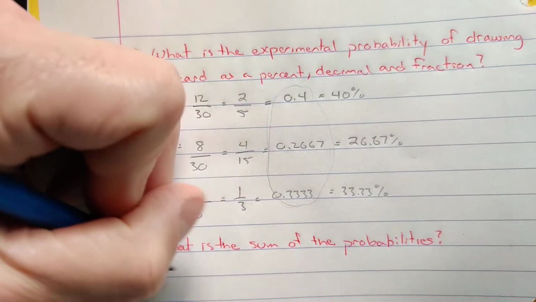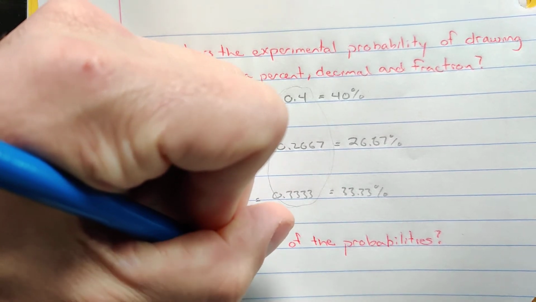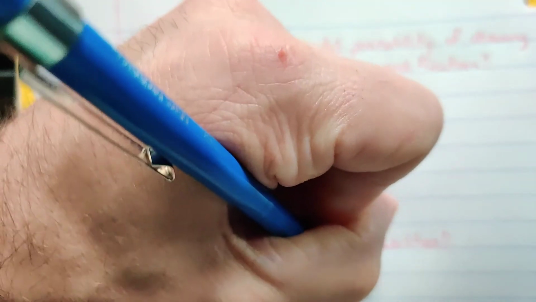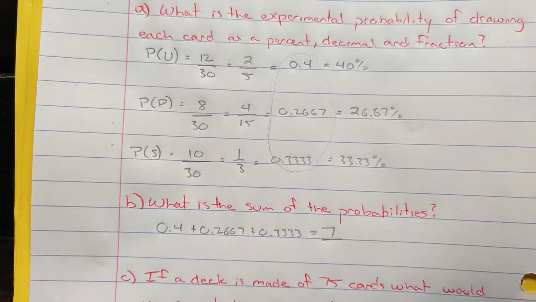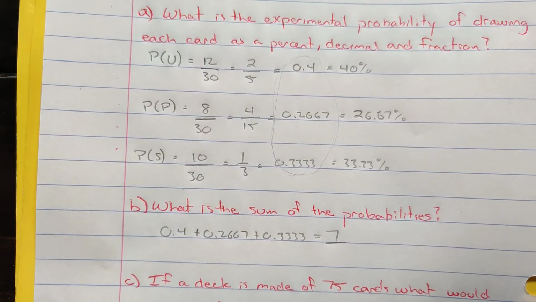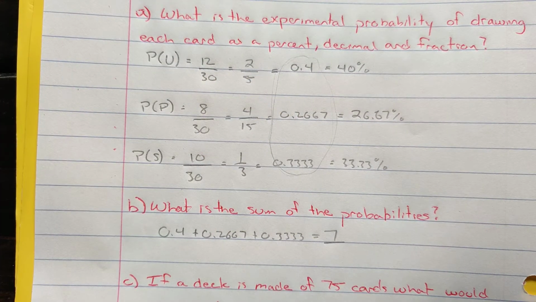And if we add those up, 0.4 plus 0.2667 plus 0.3333. That equals 1. That's it. And if we were to add up the fractions, we would get 1. And if we were to add up the percents, we would get 100%.